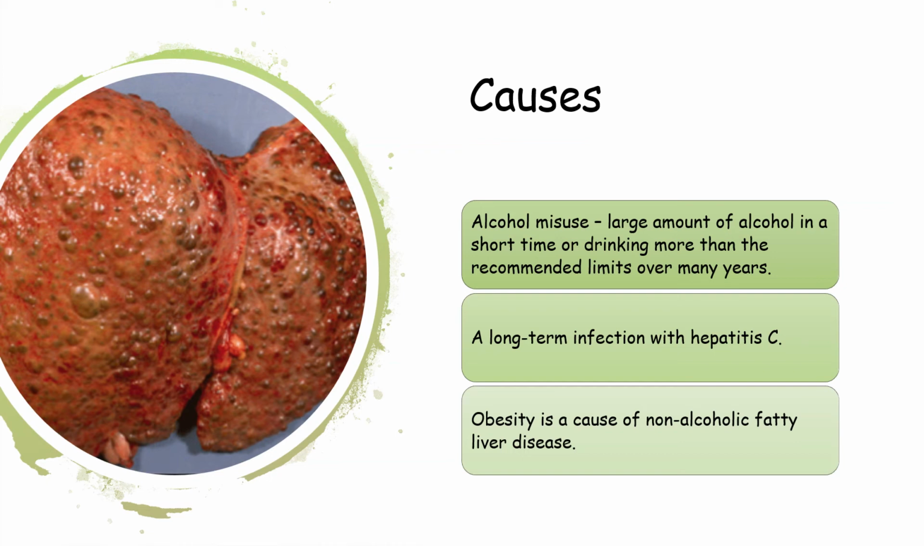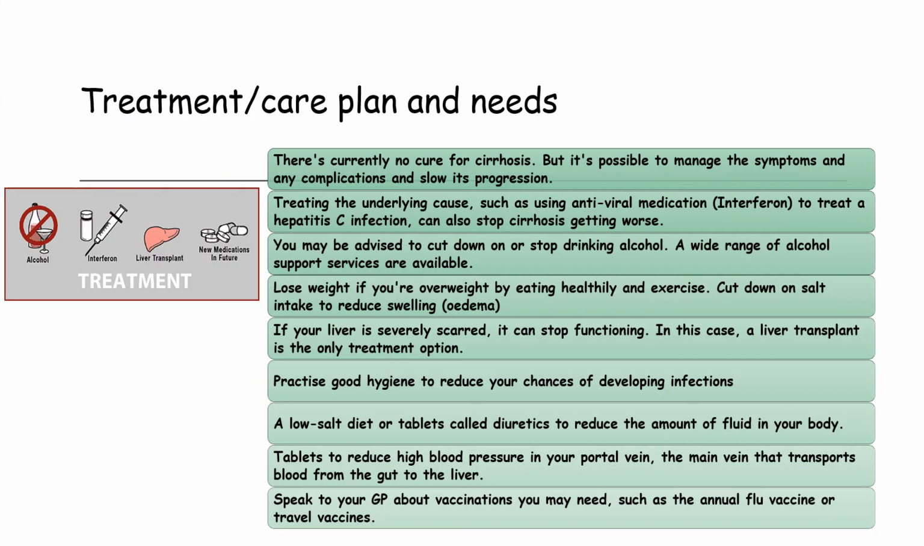So causes: alcohol misuse, long-term infection with hepatitis C, and obesity as well can be a cause. So how do we treat and care for someone who's got psoriasis? Well, there's no actual cure, but it's possible to manage the symptoms and any complications using antiviral medication. You may be advised to cut down and stop drinking alcohol. You might be asked to lose weight, eat healthier. And if it's really scarred, it can stop functioning, in which case you might actually need a liver transplant.